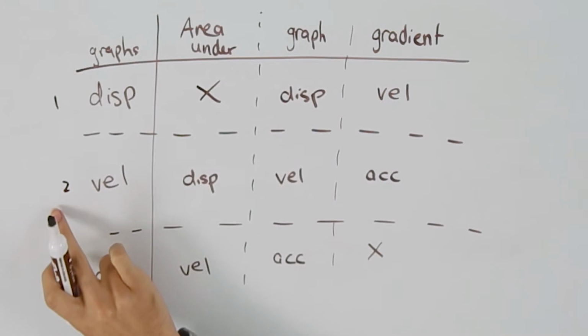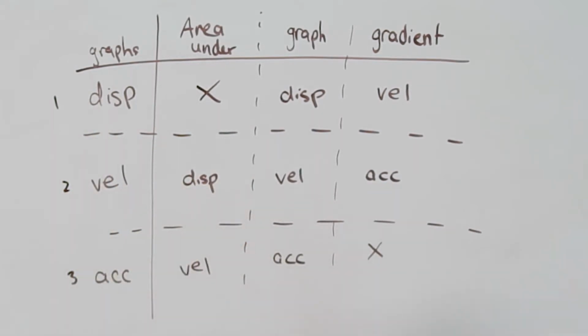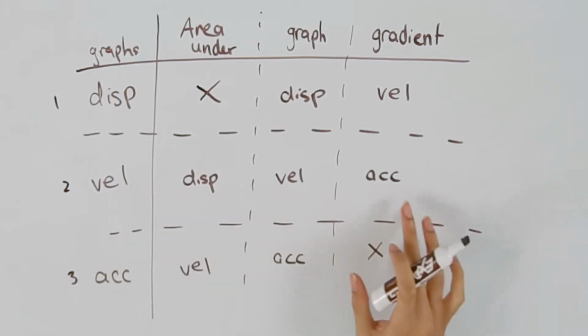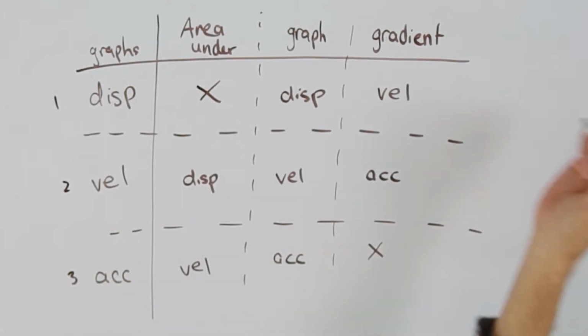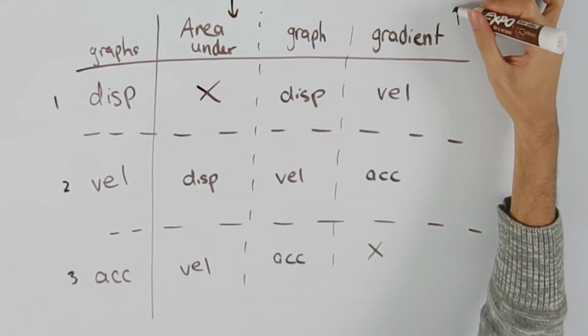So we have a velocity graph, which is level 2. The area under the curve means go down to level 1. That's what it shows. And we can look at the gradient. So gradient means go up a level. So you can think of this as go down a level, and the gradient as go up a level.